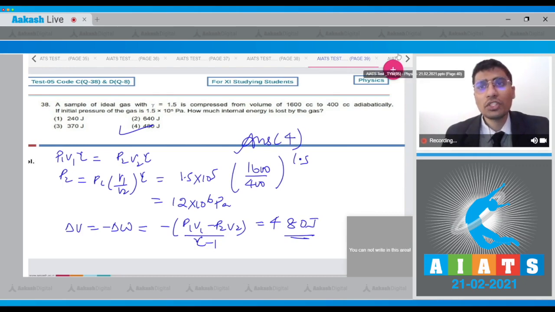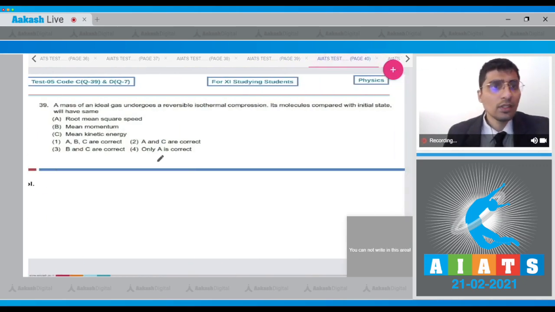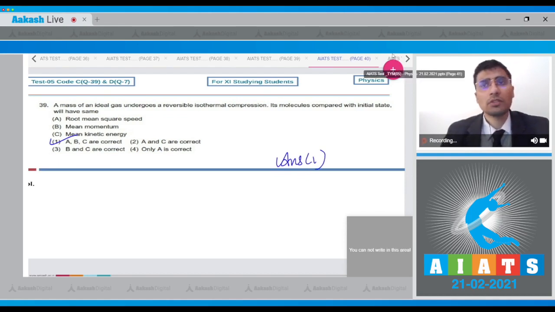Now moving on to question 39. In question 39, a mass of an ideal gas undergoes reversible isothermal expansion. The molecules compared with the initial state will have the same. Now dear student, root mean square speed, mean momentum and the mean kinetic energy, all of these three quantities depend only on the temperature. As the process is isothermal, the temperature remains constant and all of these three quantities will remain constant. This means for this question the correct answer is option number 1. Moving on to question number 40.